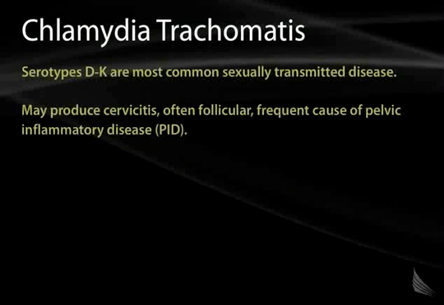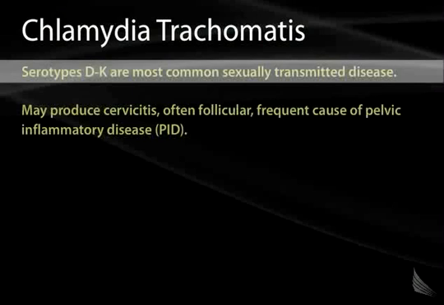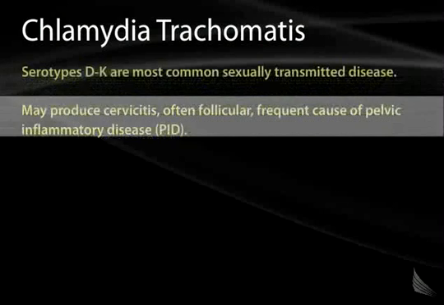Chlamydia trachomatis is a form of bacterial infection, serotypes D through K being the most common to produce sexually transmitted disease. It can affect various sites within the female reproductive system. It can produce a cervicitis and is a common cause of pelvic inflammatory disease.